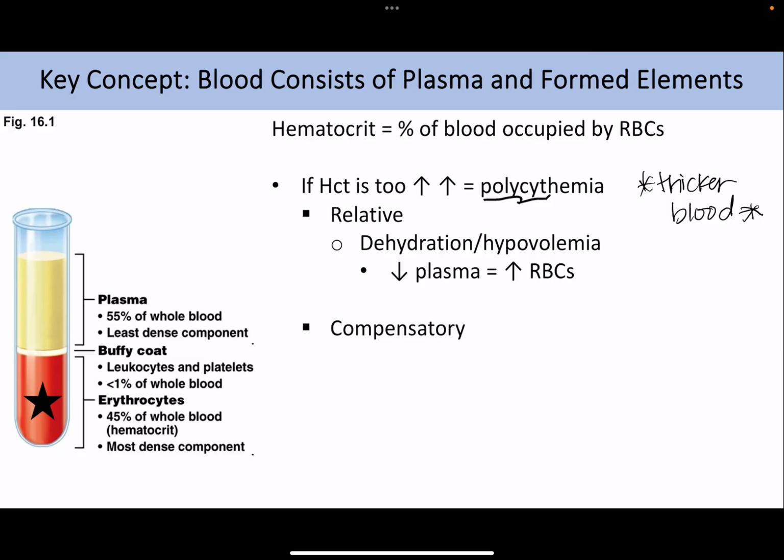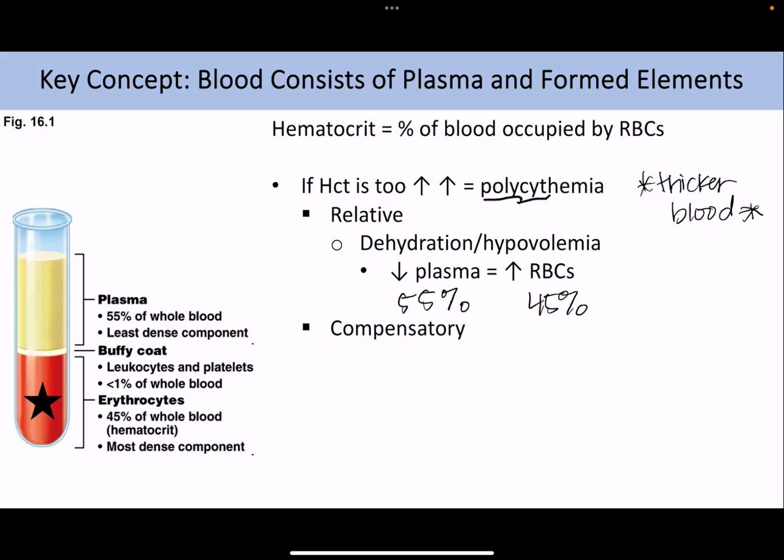And the reason for that is because if we're dehydrated and we have less water than we should, that means our blood plasma is also going to have less water. We're going to have less water all over the place. And so if we have less plasma, that means relatively we have more red blood cells. Because normally our plasma is 55% of our whole blood, and red blood cells are 45% of our whole blood. Okay? The leukocytes and platelets are less than 1%, so we don't really have to account for them in this. These are averages. But plasma is 55% and red blood cells is 45%.